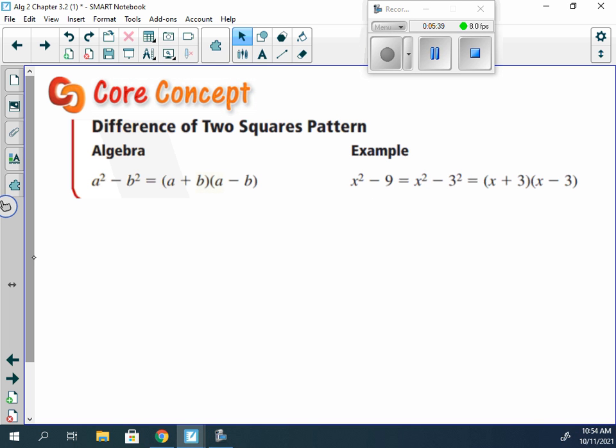An example of this would be x squared minus 9. Well, x squared is a perfect square because it's x times x, something times itself. And 9 is a perfect square. It's what? 3 times 3. Now, we could write it out as x squared minus 3 squared. Our a and b would be x and 3. So we'd have x plus 3 times x minus 3. And that's it.